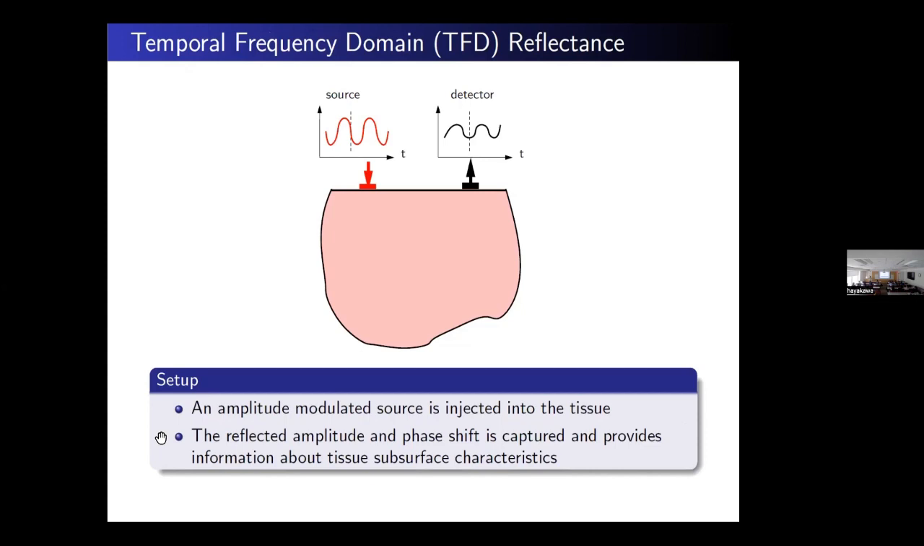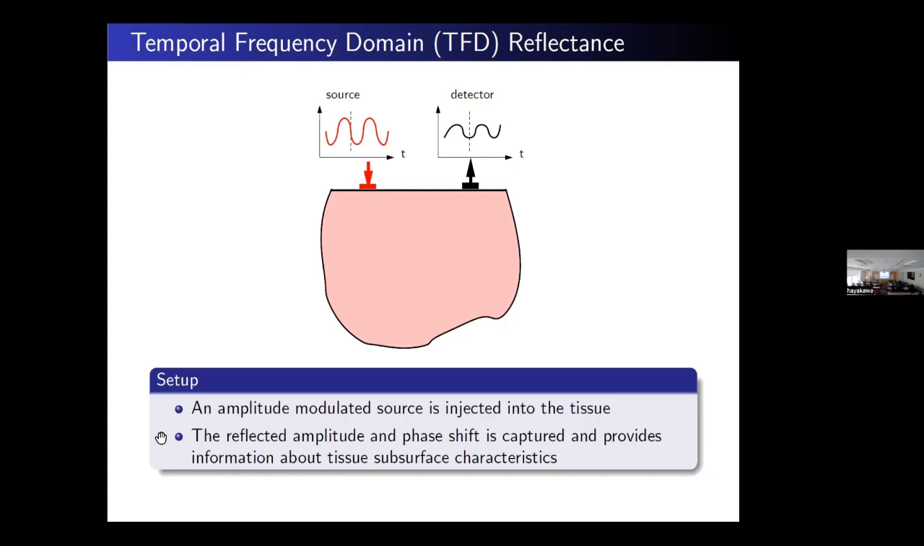How about anyone doing temporal frequency? There are some doing temporal. Okay, in this case, an amplitude modulated source is injected into the tissue. Then again, what gets measured out, typically at a fiber or source detector separation, we look at the amplitude degradation and the phase change. I'll just show the ideas here.